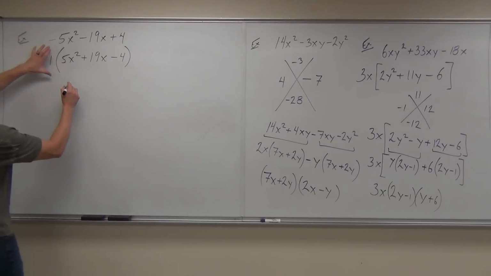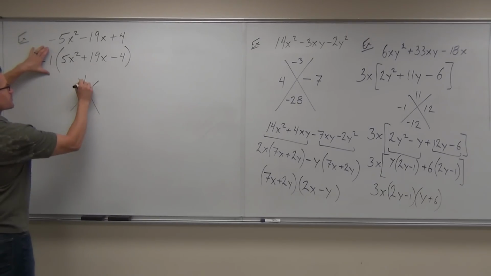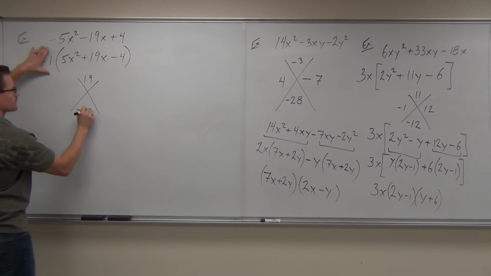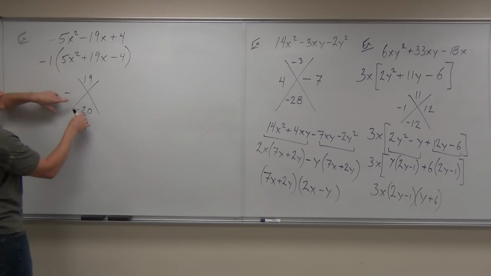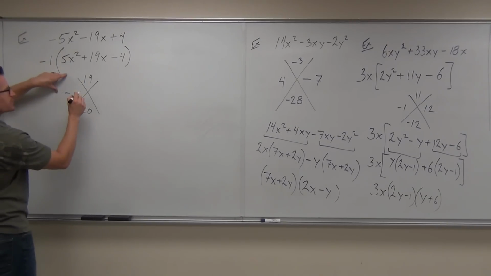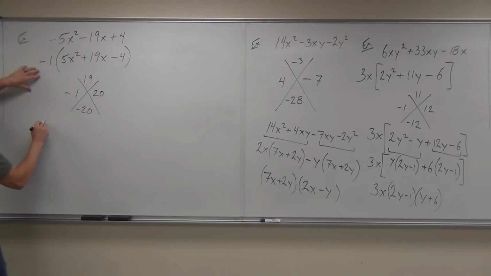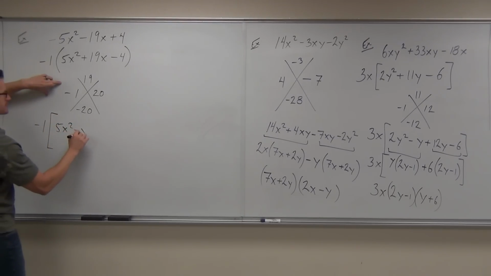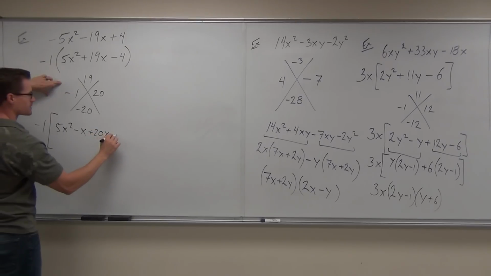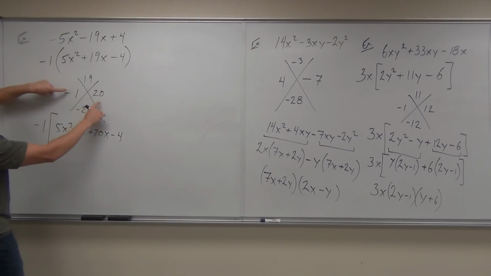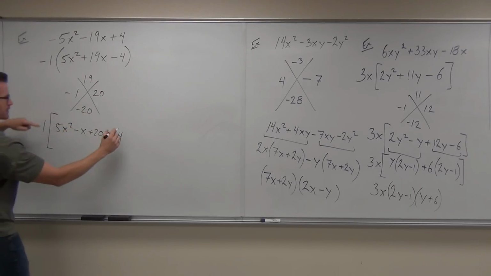So once we factor the negative, then we set up our diamond problem. We're looking for different signs. The difference is 19. That's got to be positive 20 and -1. I said I'm going to go quick on this, okay? So when we do that, we're going to have 5x squared minus x plus 20x minus 4. You can verify those do add to positive 19 and multiply to -20.